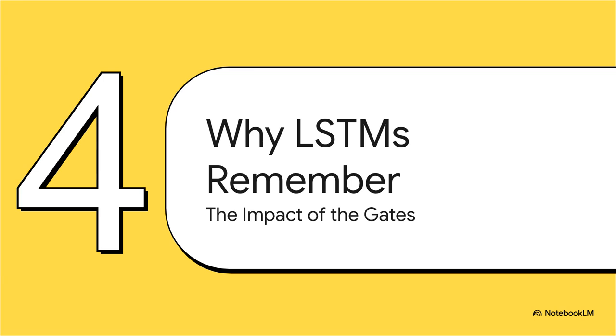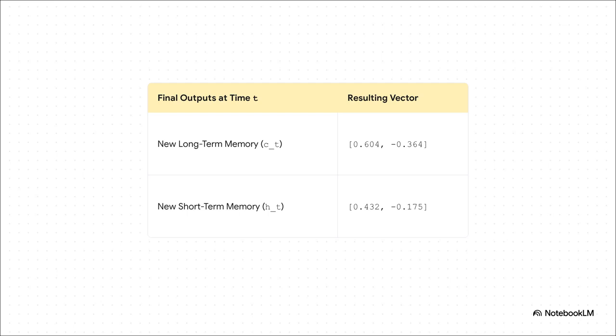We've been down in the weeds with the nitty-gritty calculation. Now let's connect it all back to the big picture. Why does this whole complicated system of gates actually make for better memory? So after all those calculations, here's where our little LSTM cell lands. We've got our new, updated long-term memory, and using that output gate, we've also produced a brand new short-term memory that gets passed right along to the very next step. The cycle is now complete.